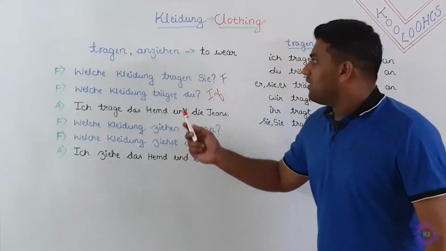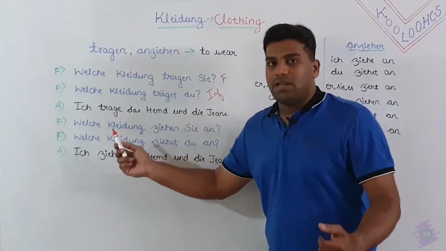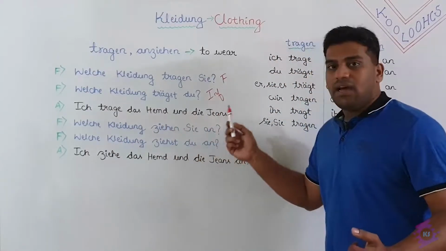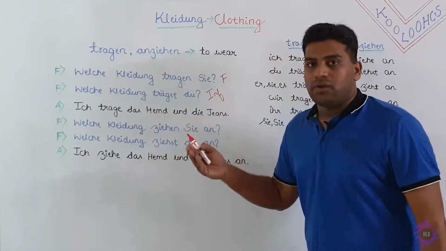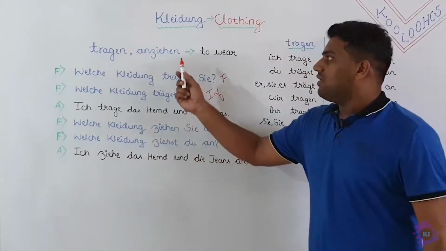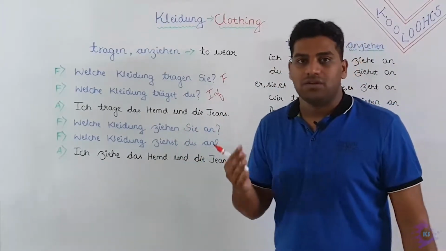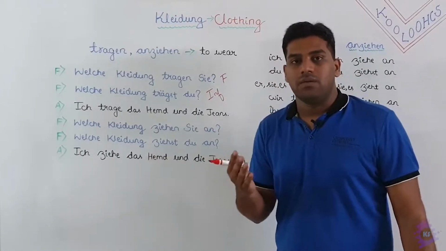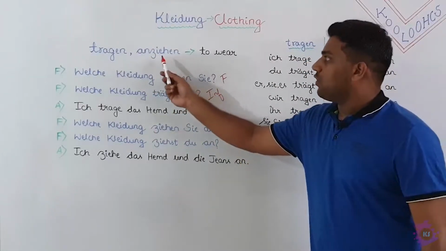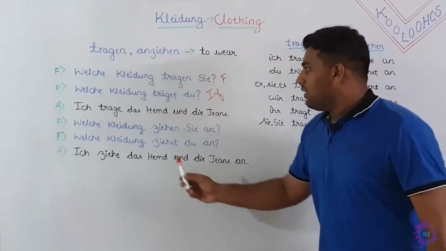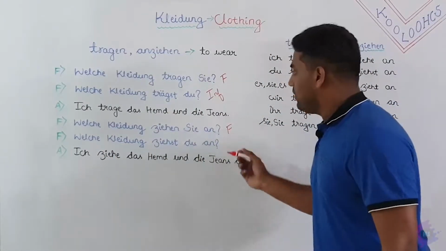So the next verb is anziehen. Let us understand this verb through an example. A question can be like this: Welche Kleidung ziehen Sie an? That is, which clothing do you wear. The meaning is the same, just with a different verb. As I said, anziehen is a separable verb. More about separable verbs I have addressed in another session. You can go through that session. So here you keep only the prefix at the end, and you conjugate the second part. Welche Kleidung ziehen Sie an? This is the formal way of asking with the usage of Sie.